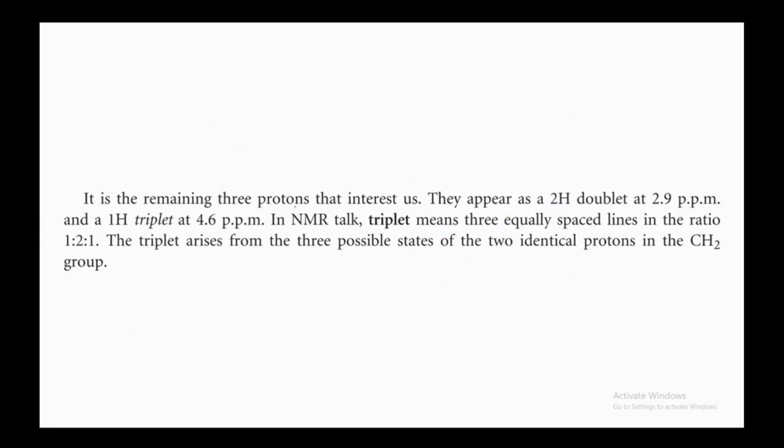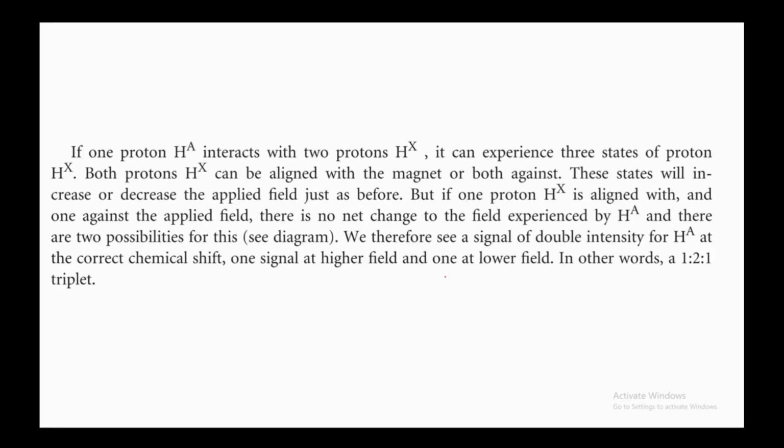It is the remaining 3 protons that interest us. They appear as a 2H doublet at 2.9 ppm, and a 1H triplet at 4.6 ppm. In NMR talk, triplet means 3 equally spaced lines in the ratio 1:2:1. A triplet arises from 3 possible states of the 2 identical protons in the CH2 group.